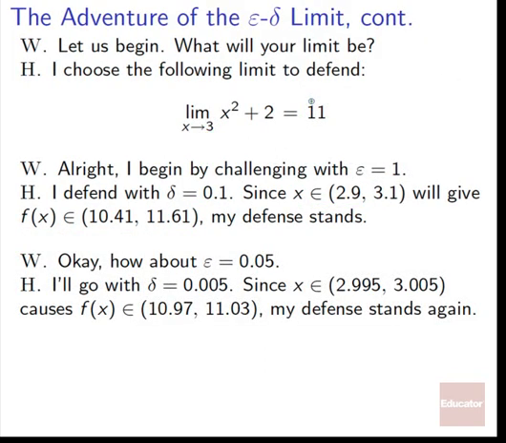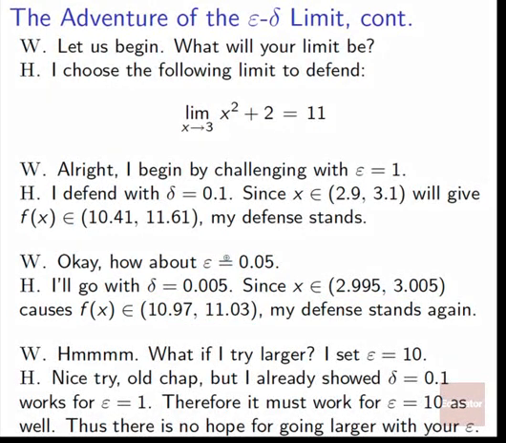Okay, how about epsilon equals 0.05? I'll go with delta equals 0.005. Since x contained within 2.995 to 3.005 causes f of x to be contained within 10.97 to 11.03, I'm within epsilon of 11, so my defense stands again.